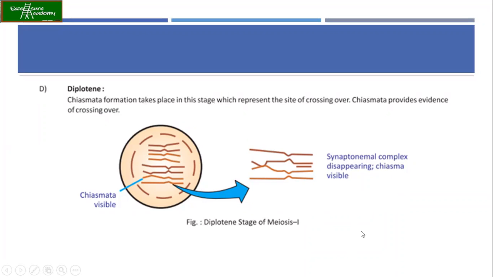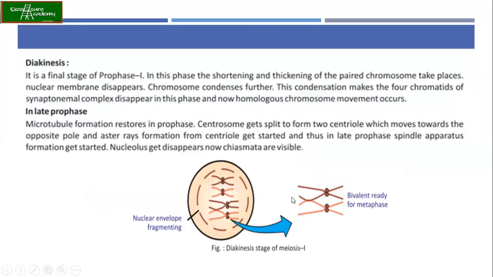Okay. So now what do you see over here? The synaptonemal complex starts disappearing and chiasmata start becoming visible. Okay. Now, the last stage is diakinesis. It is the final stage of prophase 1 of meiosis 1. In this phase, the shortening and thickening of the paired chromosomes takes place. So, what does it mean?